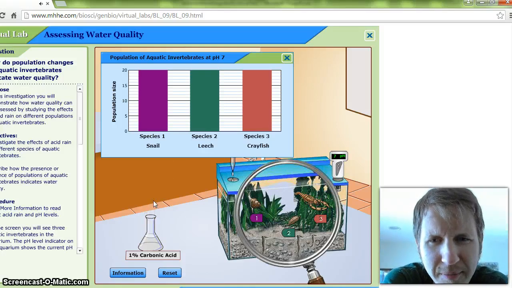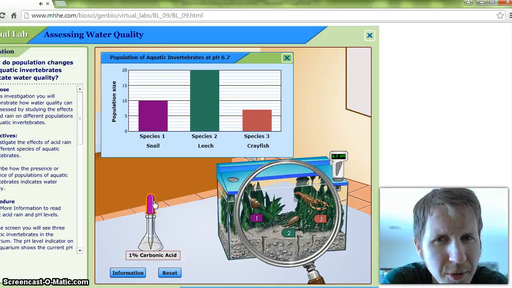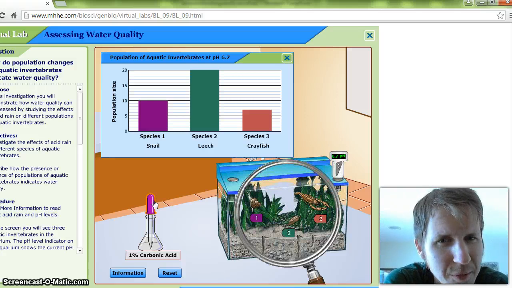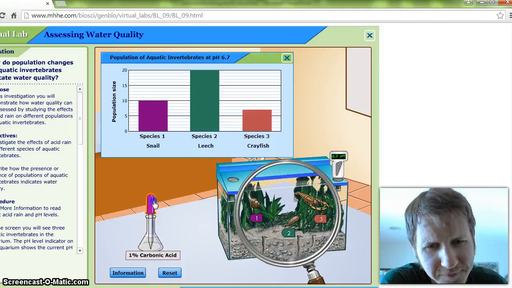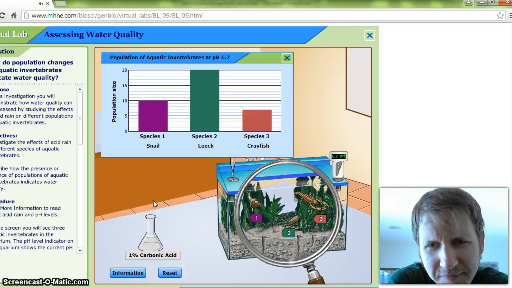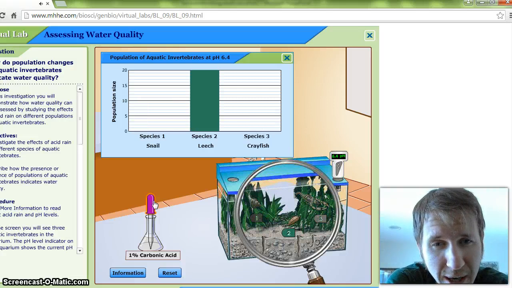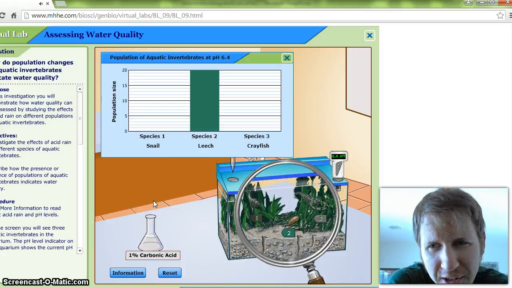We'll put in a few drops here, drop the pH to 6.7. The crayfish dropped down how many units? We started off with 20. The crayfish dropped down a total of 8 units. With the snail, we also had a decrease of 10 units. What happened with the leech? Let's add a little bit more acid. We dropped the pH to 6.4. What happened to the snail and the crayfish? At what point do you think the leech is going to die?